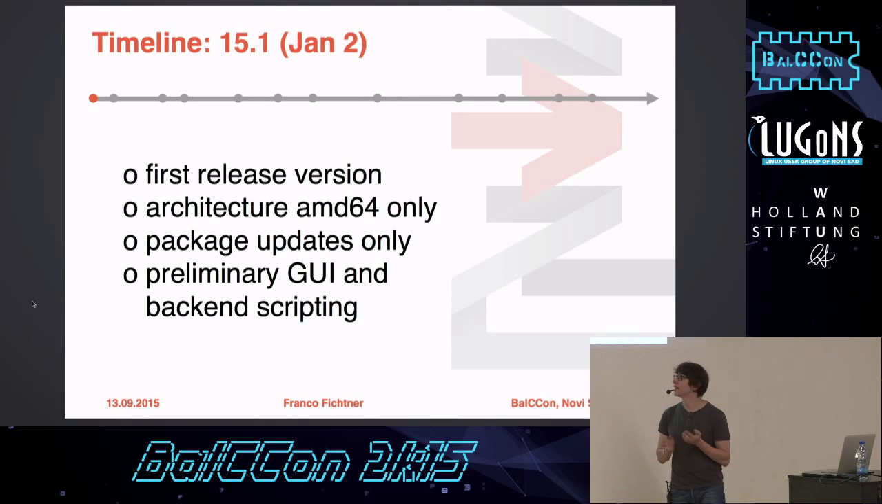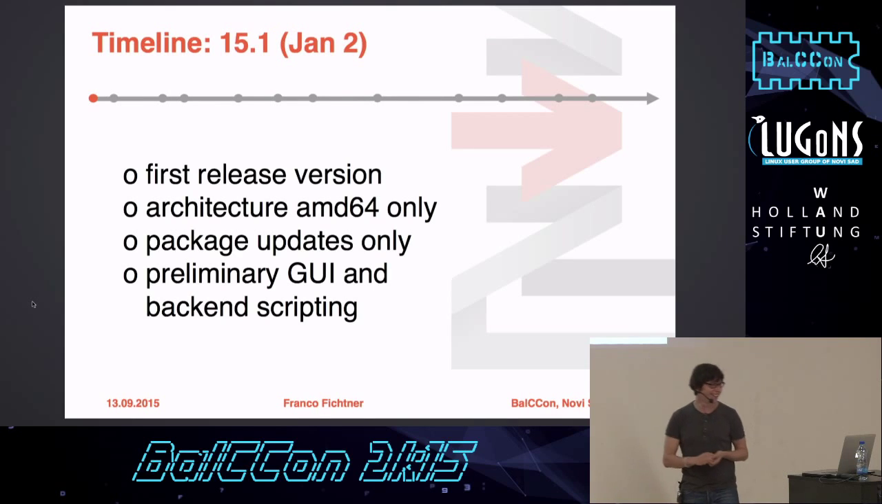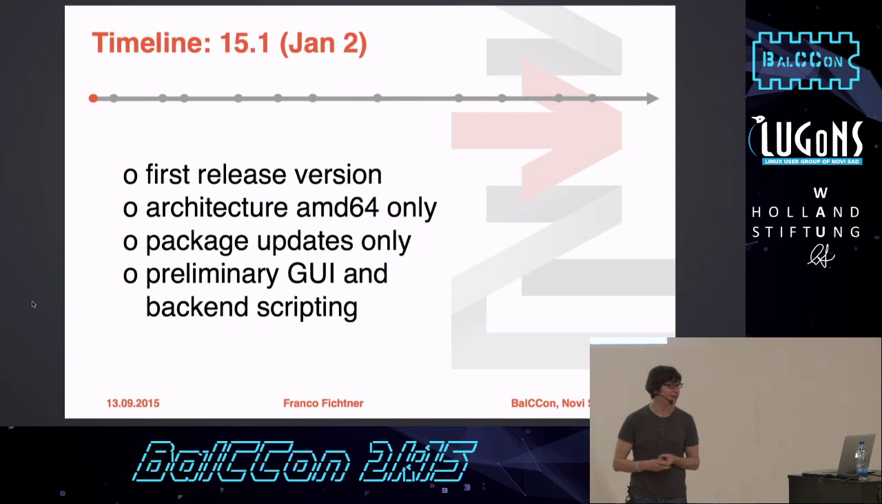And then we come to the timeline. Let me just check my time. Okay. And we first released in January, and we've only released one architecture, which basically meant just one package repository of about 150 packages, and we could only do package upgrades.